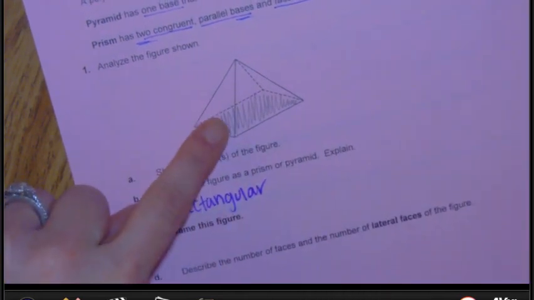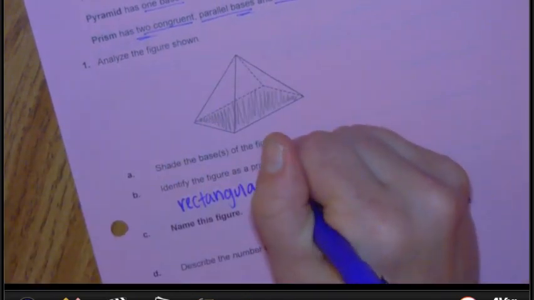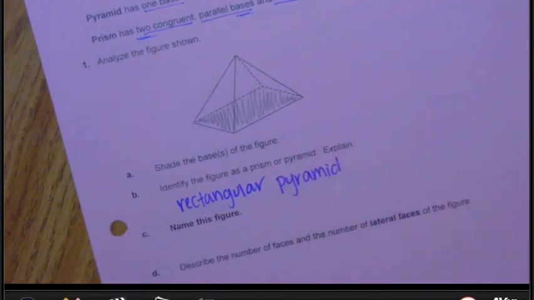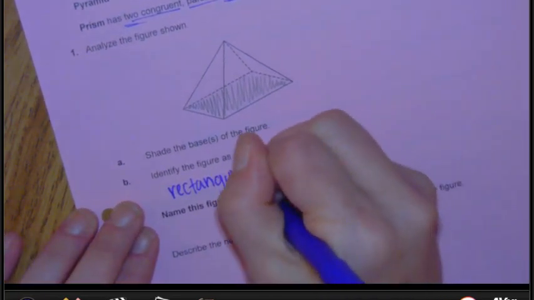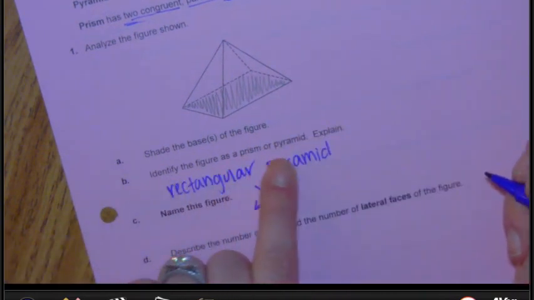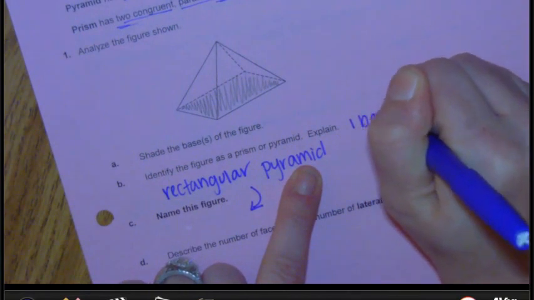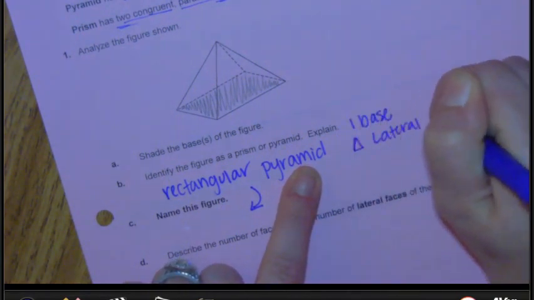Okay, and I see that I have one base and I have triangles for my sides, my lateral faces, so then it's a pyramid. Rectangular pyramid. And that name is supposed to go down here. It says identify the figure, and why is it a pyramid? It has one base and triangle lateral faces.